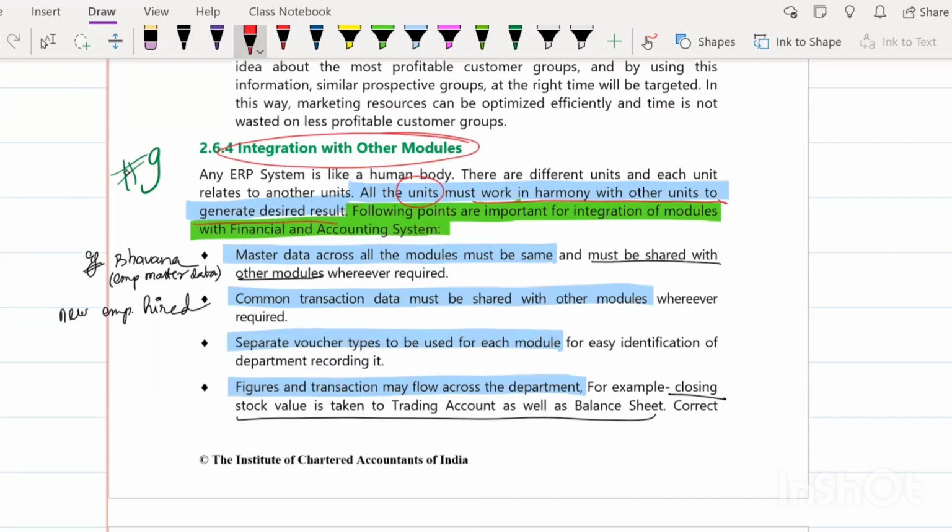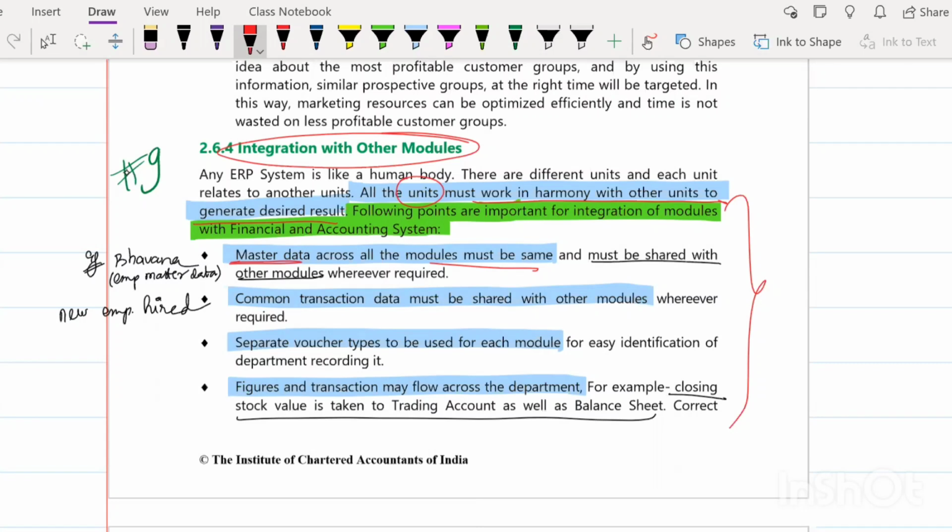Below, they have given a few points that you have to remember when integrating the modules. First, the master data you have created must be the same across all the modules. If in one module the employee name is Bhavana, then in all the modules where that employee name is used, it must only be Bhavana, with no other spelling. So it must be shared with other modules and must be constant across all of them.